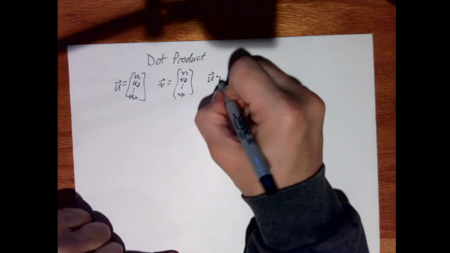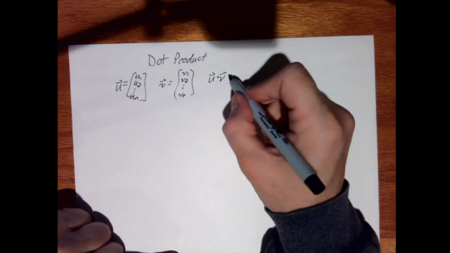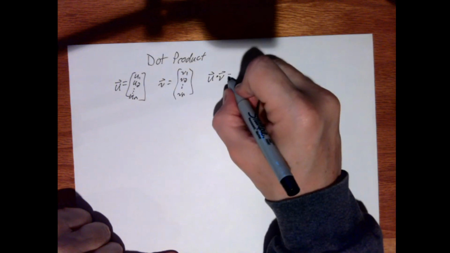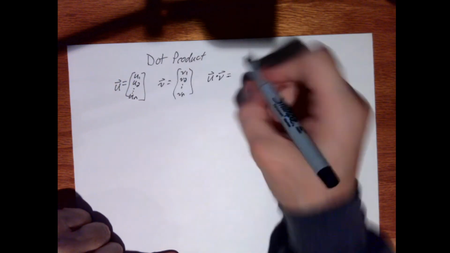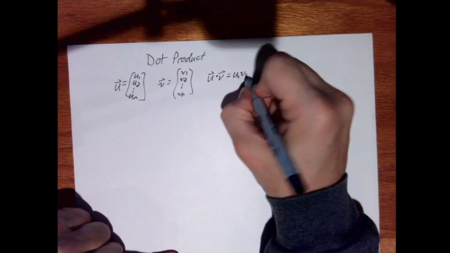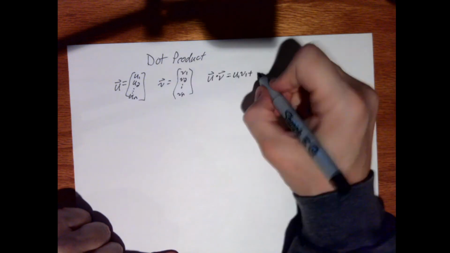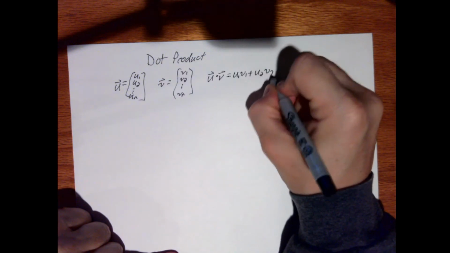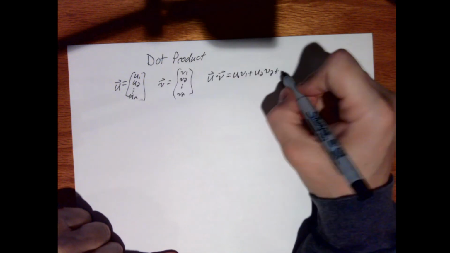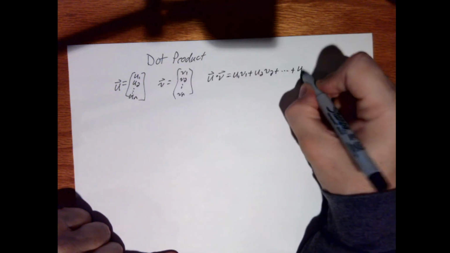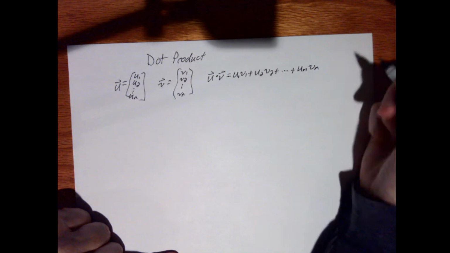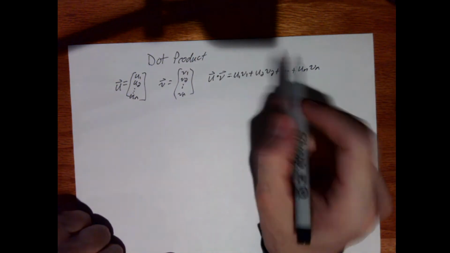Then u dot v, okay, that's the dot product, u dot v is equal to u1 times v1 plus u2 times v2 plus dot dot dot plus un times vn. Okay, so this is a single number. It's not going to be a vector, it's a number.